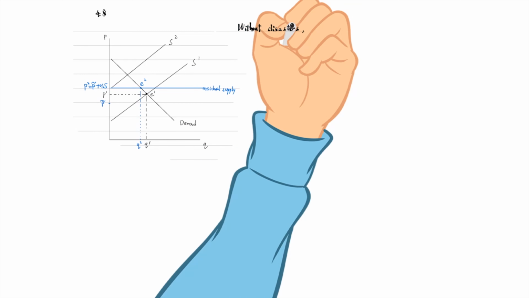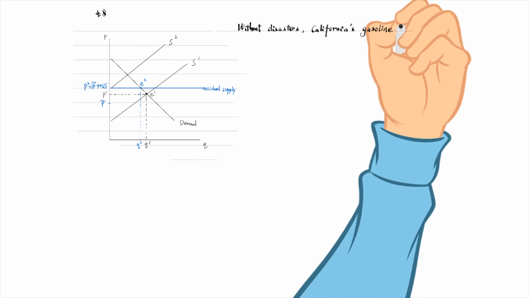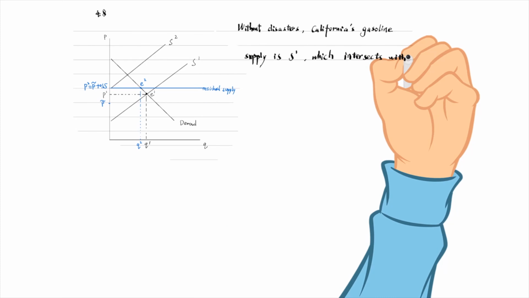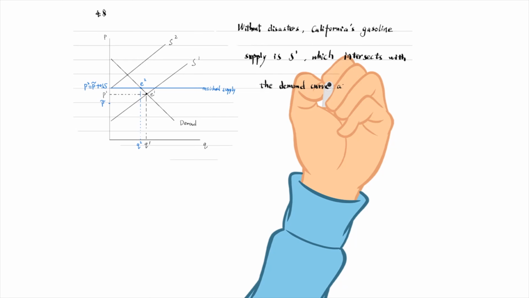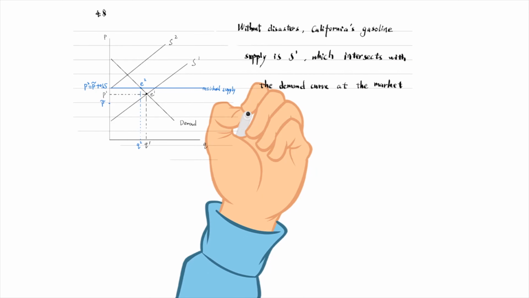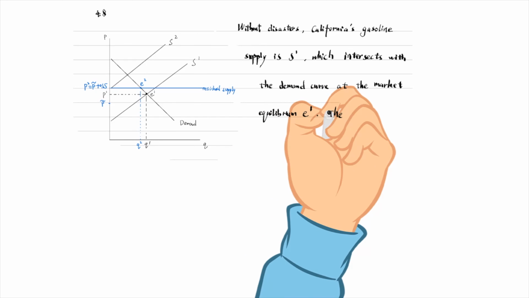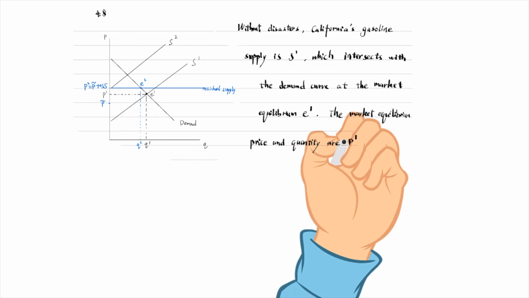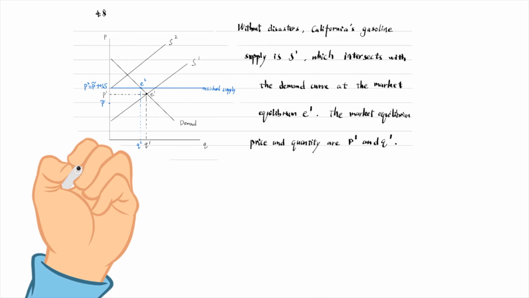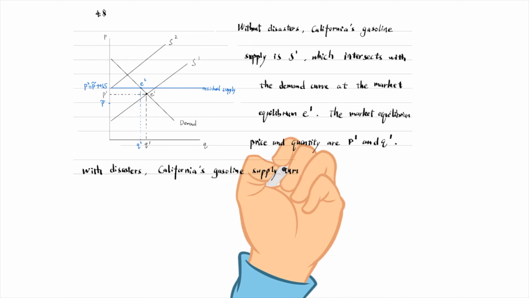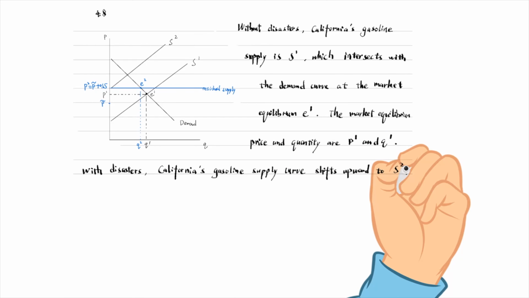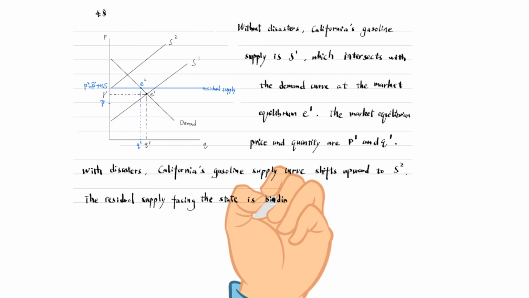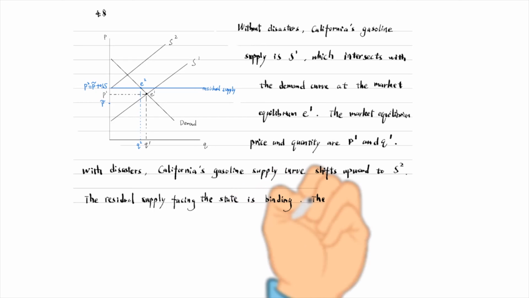Without disasters, California's gasoline supply is S1, which intersects with the demand curve at the market equilibrium E1. The market equilibrium price and quantity are P1 and Q1. With disasters, the California version's gasoline supply curve shifts upward to S2. The residual supply facing the state is binding in this case.